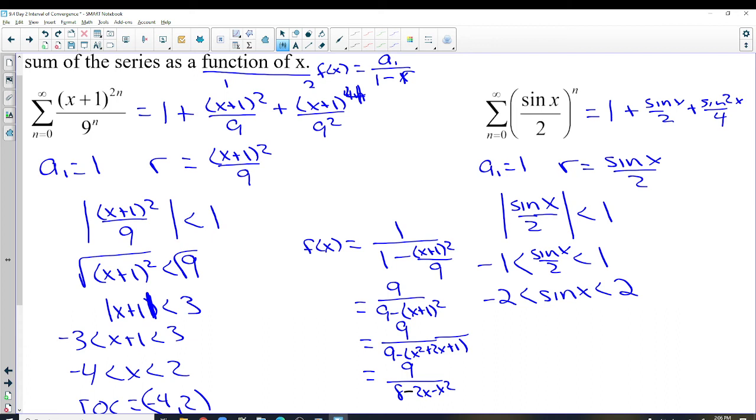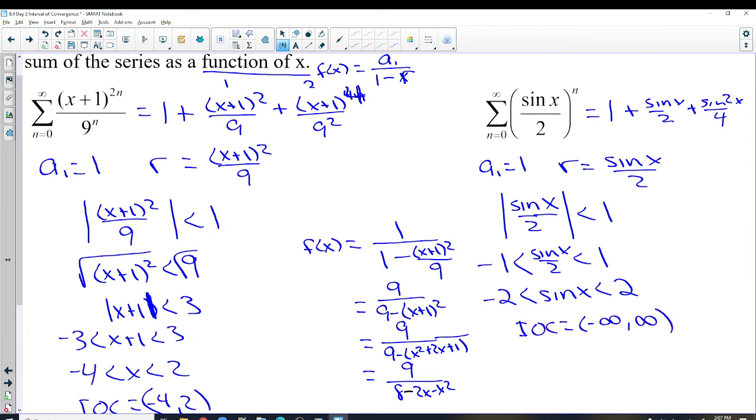So what's the biggest value sine can possibly be? What's the smallest value it can possibly be? So what's the interval of convergence? Negative infinity to infinity. You plug in anything you want, it's going to be between negative 2 and 2, I guarantee it. So the interval of convergence is negative infinity to infinity.